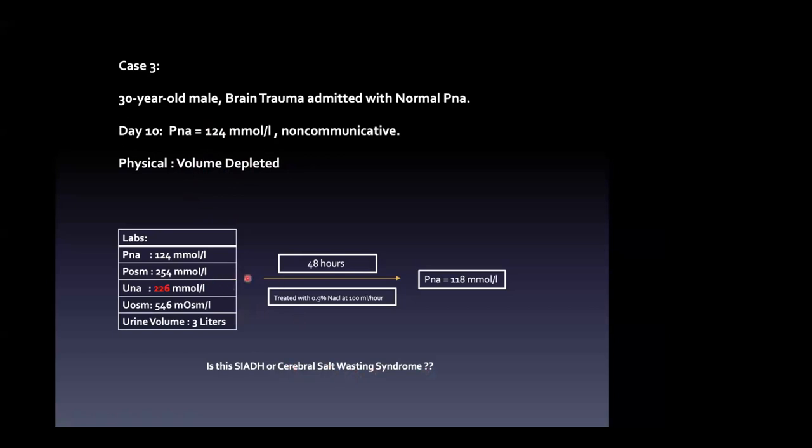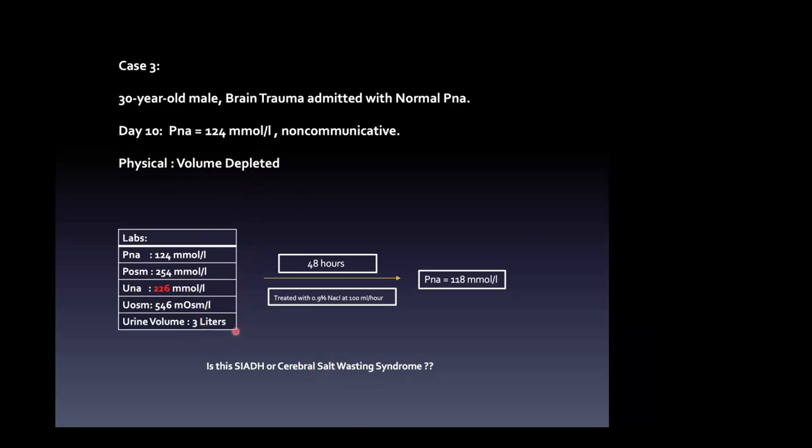And remember, when you are volume depleted, the kidney tries to conserve sodium. So if a person is volume depleted and the urine sodium is high, that goes more towards the picture of cerebral salt wasting syndrome. So looking at the fact that he is hyponatremic, he is volume depleted, and despite volume depletion his urine sodium is high, I can say that this patient has a salt wasting syndrome. There are two kinds of salt wasting syndrome: cerebral salt wasting syndrome and renal salt wasting syndrome. Because this patient has brain trauma, he fits the picture of cerebral salt wasting syndrome.